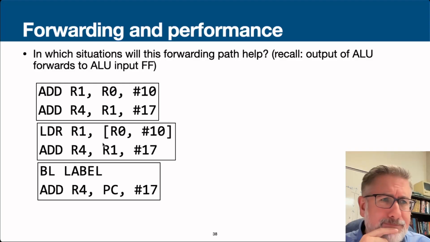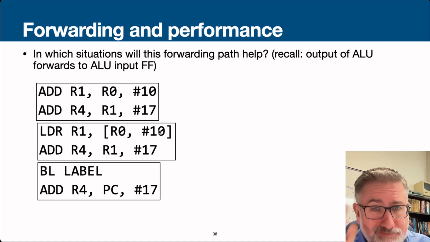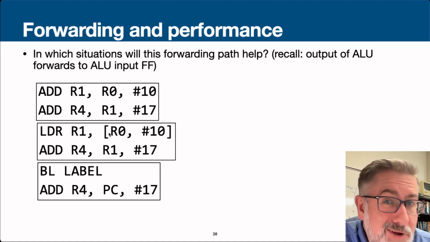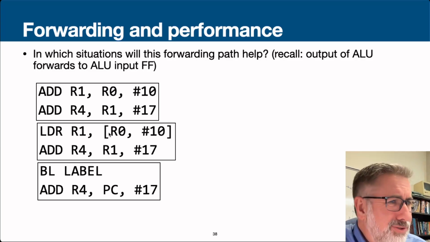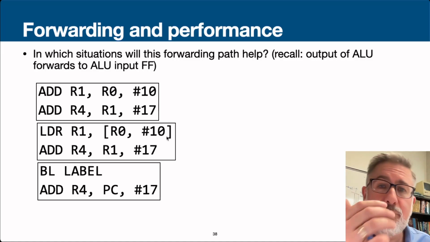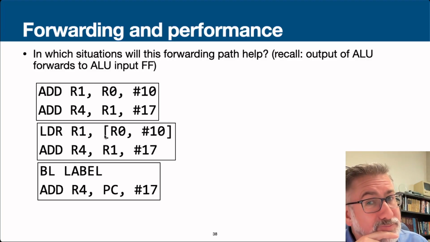What about this second one? Well, what are we doing here? We're loading register R1 with a value from memory at the address calculated by R0 plus 10. In this case, is R1, the value that we want, ready after the ALU does its job? Well, no, because the ALU is calculating this effective address. The ALU is not calculating the result of R1, it's calculating the address that will be used to look up R1. And so in this case, we're still going to need those bubbles, right?